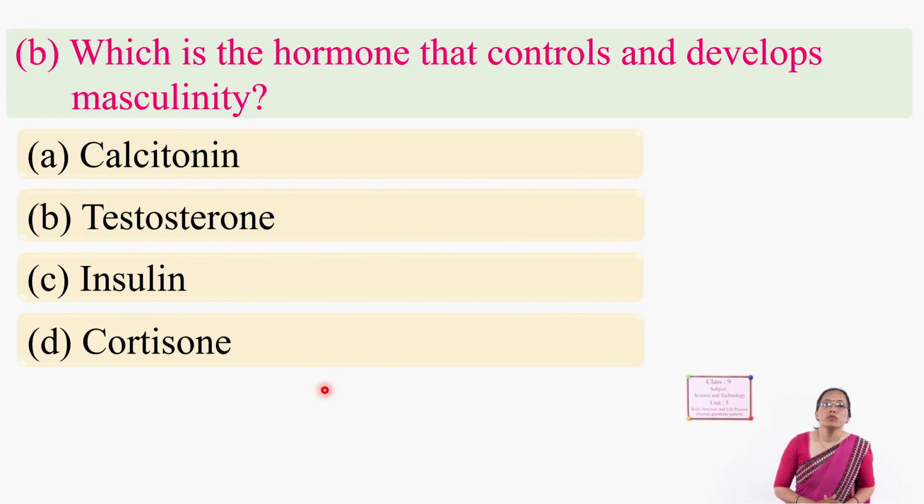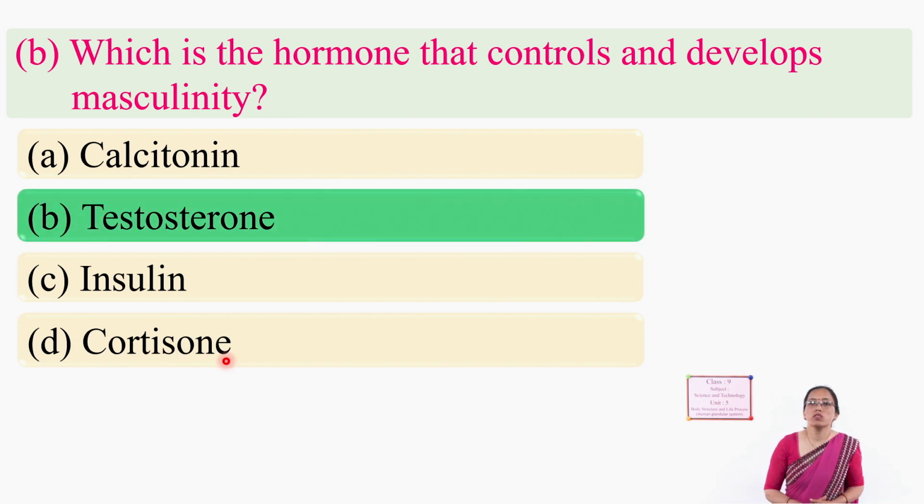Next question: which is the hormone that controls and develops masculinity? Masculinity means manliness. Which hormone? Can you guess? There are various hormones given: calcitonin, testosterone, insulin, cortisol. Which one? Very good, this is testosterone.